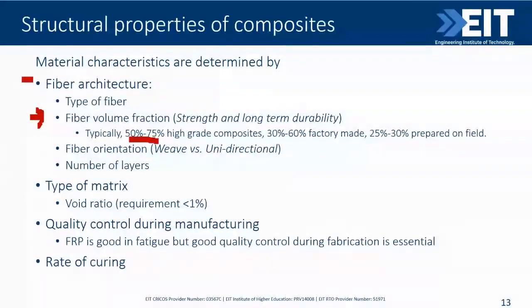The high volume composites are obviously made off-site in controlled manufacturing conditions, while the low volume ones can be prepared and made on-site, which is often used. Another parameter is the fiber orientation, which affects the properties of the composite. The number of layers as well.